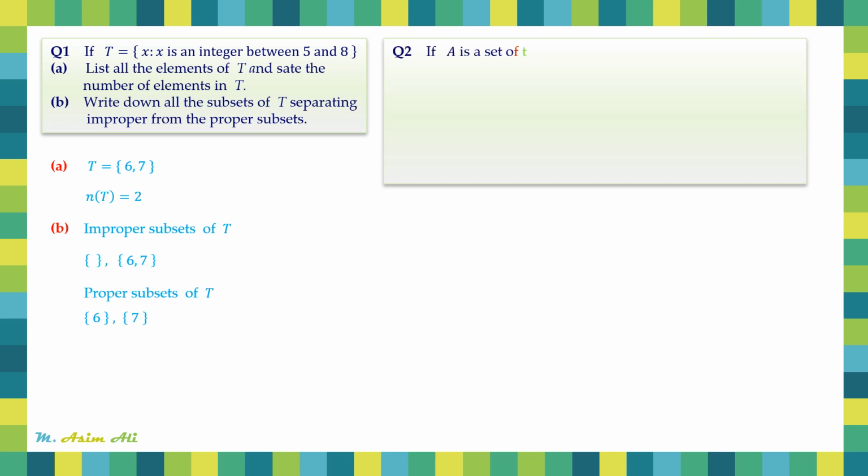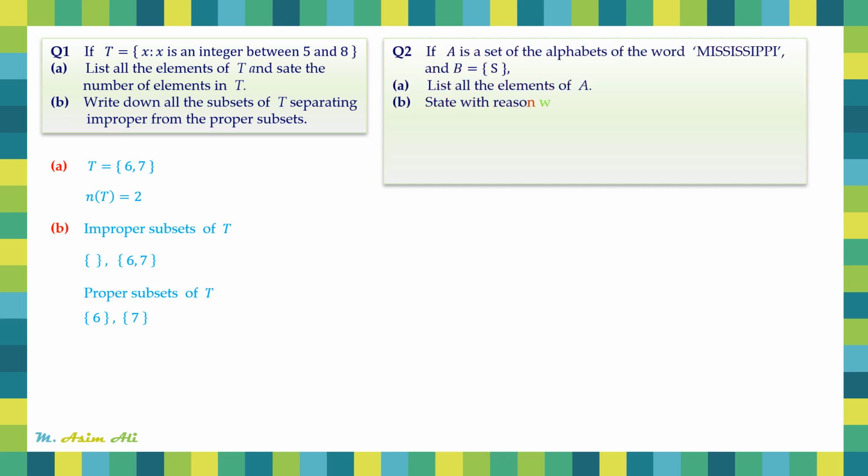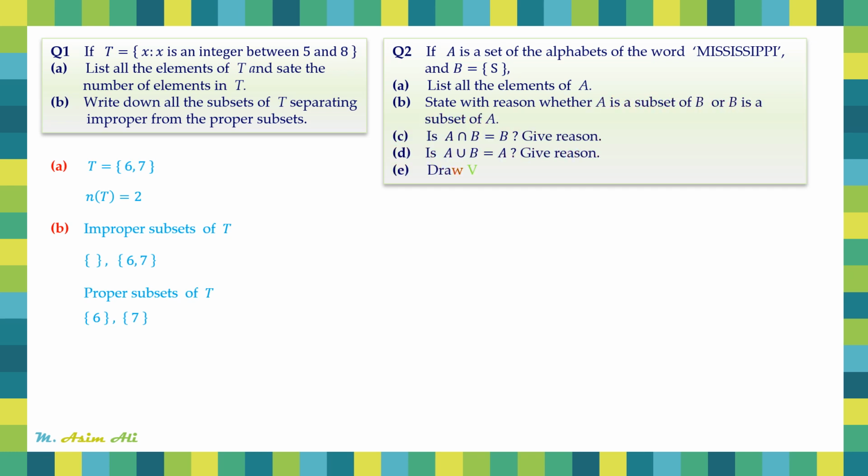Now let's do another question on these operations of intersection and union. If A is a set of alphabets of the word Mississippi, which is a state of the United States, and B contains only one letter S, first of all we have to list the elements of A. Now A is the set of the alphabets of the word Mississippi. We have to write the letters of the word. We don't have to count the repetitions. We don't have to repeat the elements. Every element should come only once in the set.